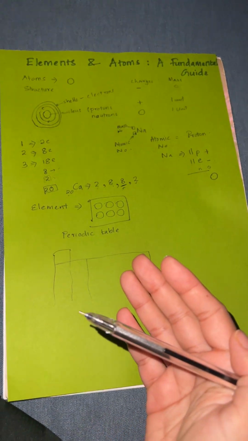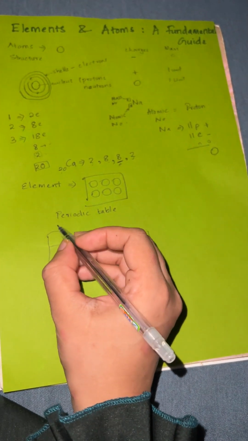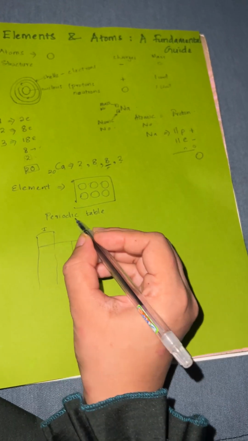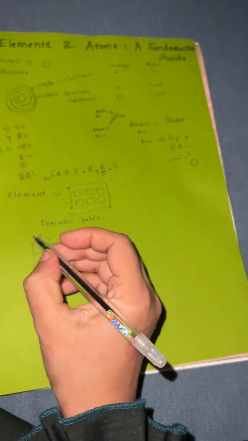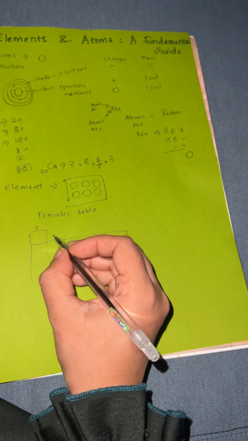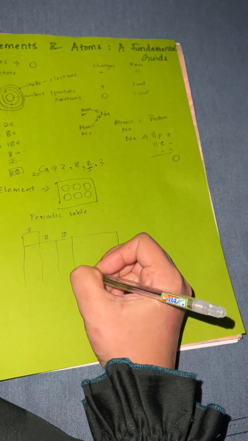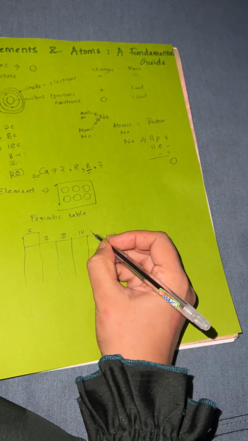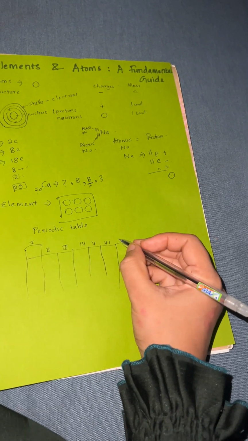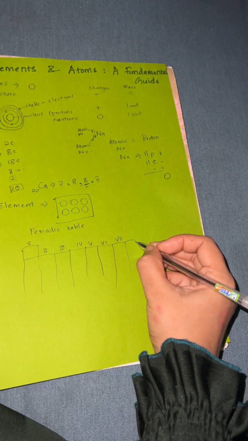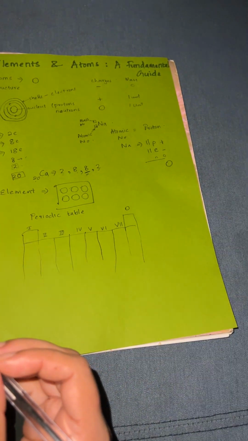So this is the continuation of elements and atoms. The first group will be group 1. We mark the groups in Roman numerals: the second one will be 2, the third one 3, then we have 4, 5, 6, 7 and 8. The 8th group we also call the 0 group, right?